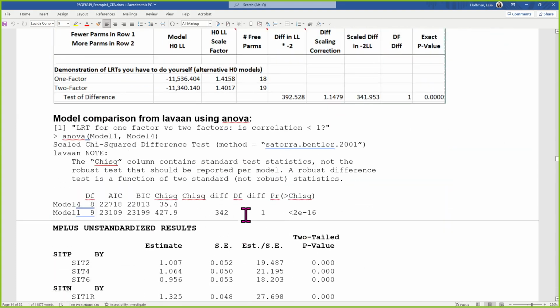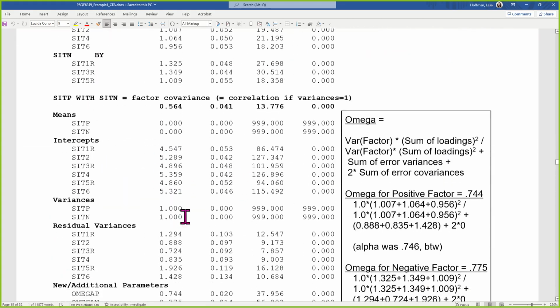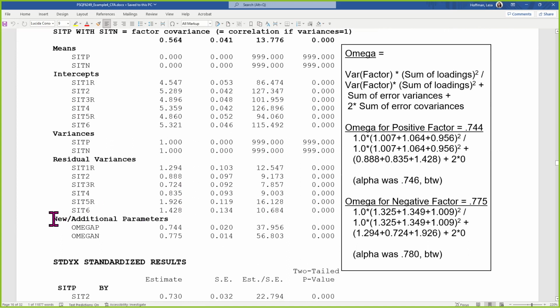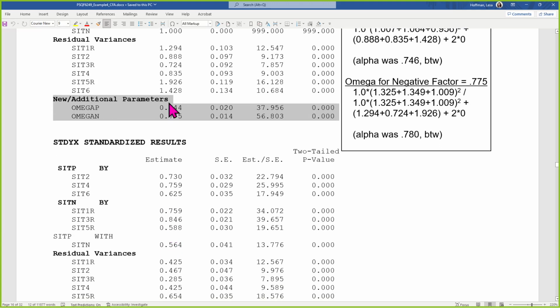So then in the parameters that we get back, here's our model. In M+, at the end of your unstandardized solution, there is a new section called new or additional parameters, and there they are. So my omega for the positive worded items is 0.74, and for the negative was 0.78. And alpha, by the way, was 0.75 and 0.78. So in this case, it wasn't actually that far off. Probably because there were no error covariances. That seems to be the thing that makes it different.